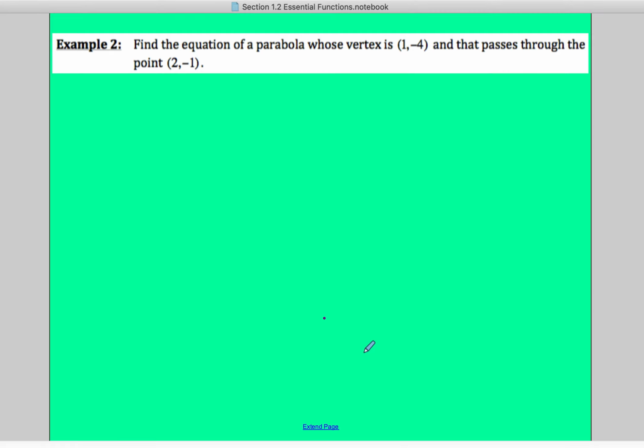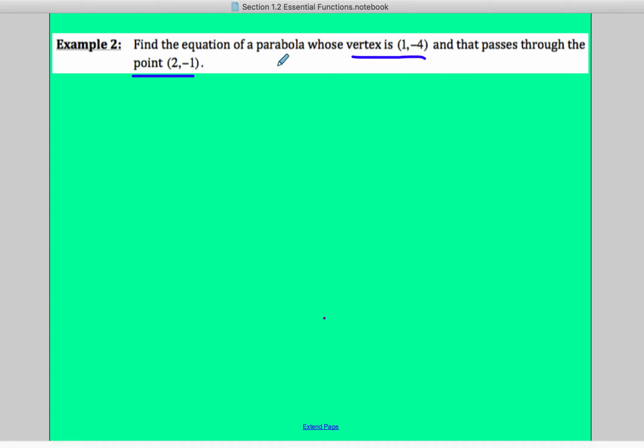All right, our first example for quadratics says: find the equation of a parabola whose vertex is (1, -4) and passes through the point (2, -1). So it's telling us the vertex, and it's also telling us a point on the quadratic function. And remember, parabolas are the shape of a quadratic, so we know it's a quadratic.